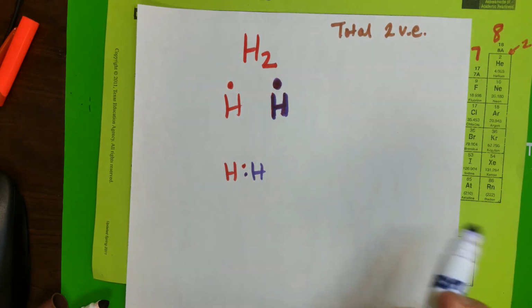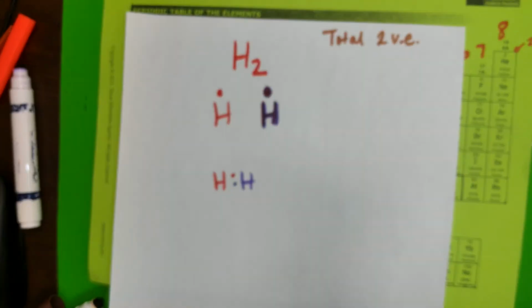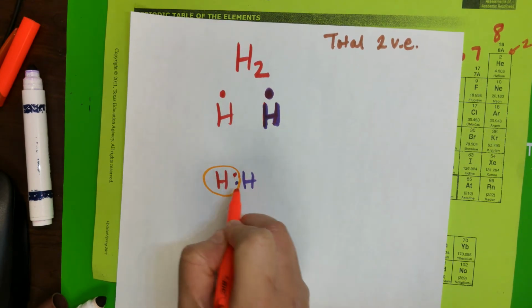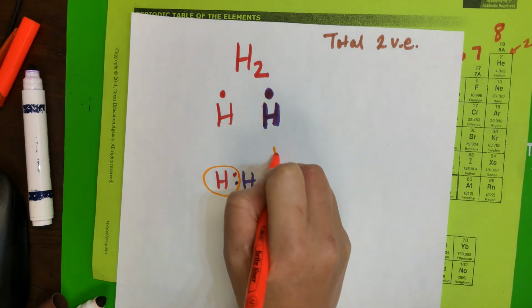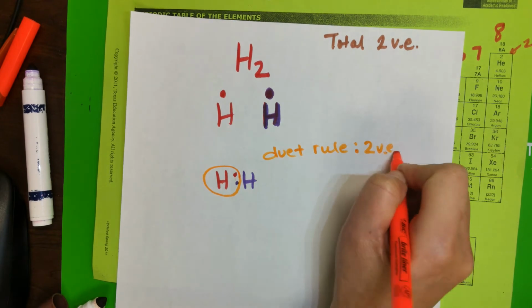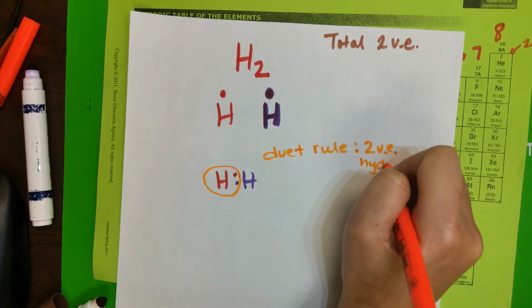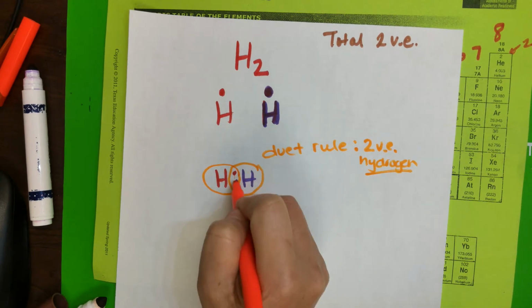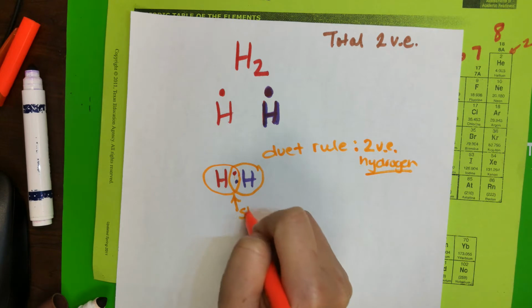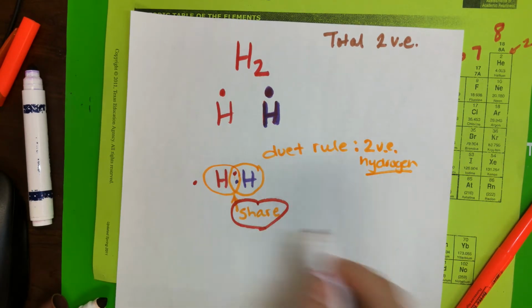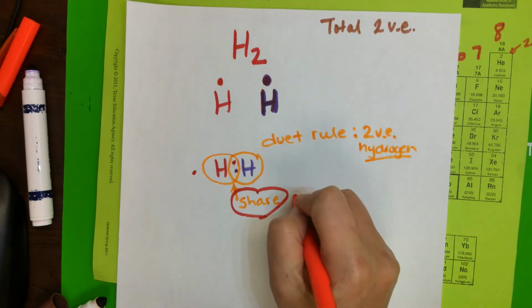Why? Because if you think of it like a Venn diagram, and I put this in orange. So like here, this H has this 2. So it's following the duet rule. So duet rule means 2 valence electrons for hydrogen. Remember, hydrogen is an exception. Okay? And then this hydrogen, the purple one, has 2. They share it. They share. Remember that sharing is covalent bonding. This is covalent bonding.